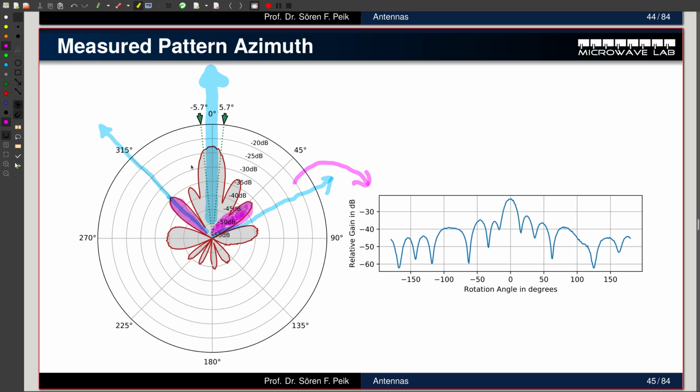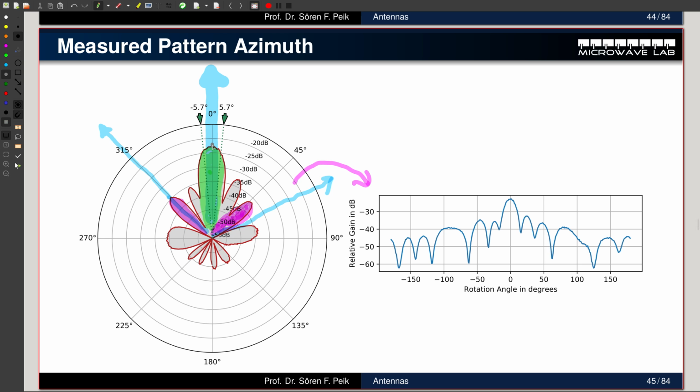In order to define the width of your so-called main lobe, this green one here is the main lobe, there's a rule. So how wide is my main lobe? It's difficult because it slightly degrades over distance. And people came up with a very simple rule.